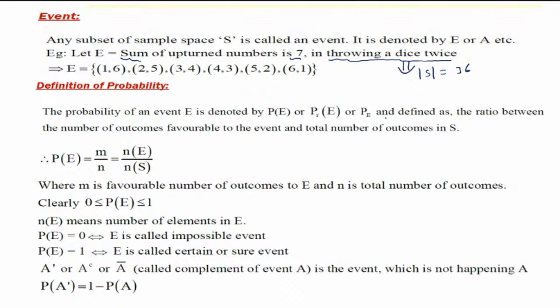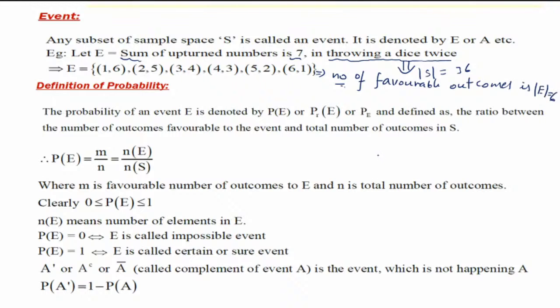For that 7, what are the favorable outcomes? 1, 6: 1 plus 6 is 7, first die gives 1, second die gives 6. 2 plus 5, 7. 3 plus 4, 7. 4 plus 3, 7. 5 plus 2, 7. 6 plus 1, 7. So the number of favorable outcomes belongs to the event. That means the number of favorable outcomes is related to an event. The number of favorable outcomes is mod E, which is nothing but 6.